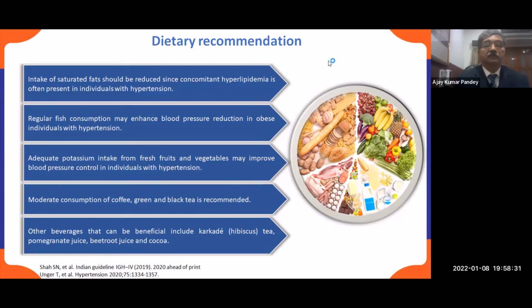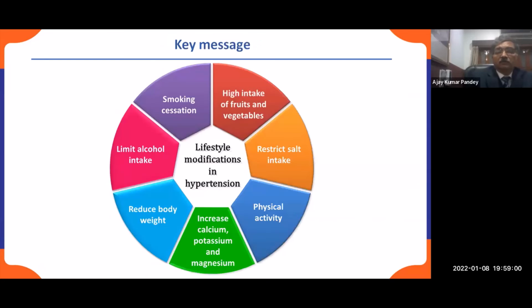Regarding food intake, difficult question. The intake of saturated fat should be reduced. Regular fish consumption may enhance the blood pressure reduction in obese individuals with hypertension, but I don't recommend it for vegetarians. Adequate potassium intake from fresh foods and vegetables may improve the blood pressure. Moderate consumption of coffee, green and black tea is recommended, but excessive use is not recommended. Other beverages that can be beneficial include hibiscus tea, pomegranate juice, beetroot juice, and cocoa. There are a few studies that have been done.